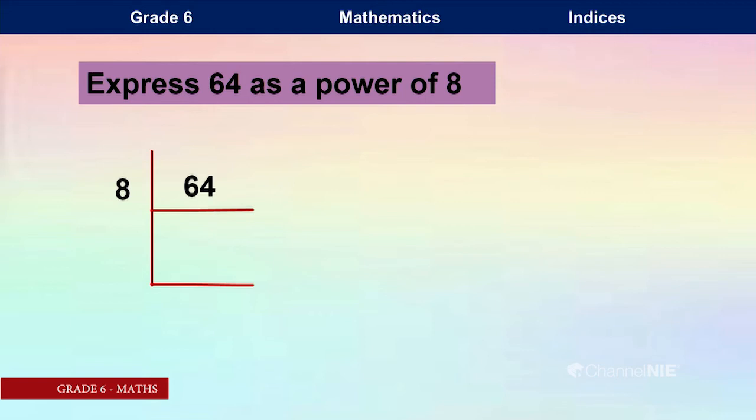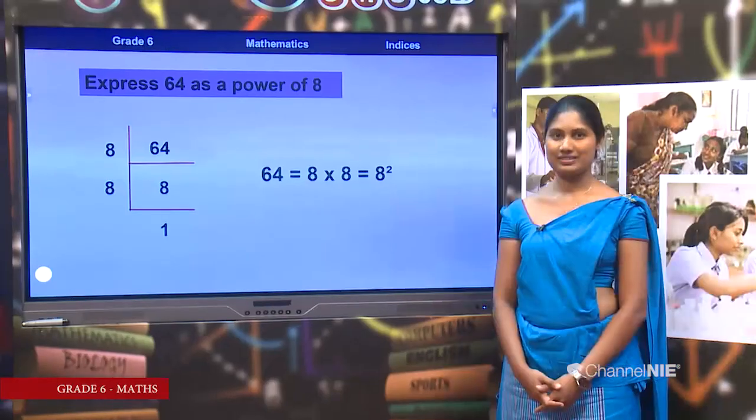After dividing it, what is the answer? That is 8. 8 again we have to divide. What is the number we have to use? That is 8. 8 divided by 8 is 1. Then we can write this as a power, that is 64 equals 8 into 8, that equals 8 to the power 2. Wow.